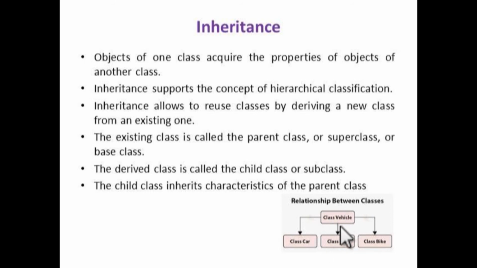Once you have written the code for the class Vehicle, there is no need to write the code again here. You just inherit the properties from the class Vehicle, and you can define the own properties of Car and Bus. So this is the concept of inheritance. It allows reusing classes by deriving a new class from an existing one. The existing class is considered the parent class, superclass or base class, and the newly created derived class is considered a child class or subclass. All the child classes inherit the properties of the parent class, and have their own properties.